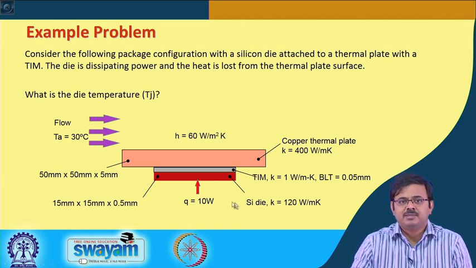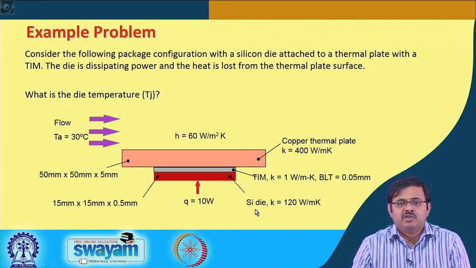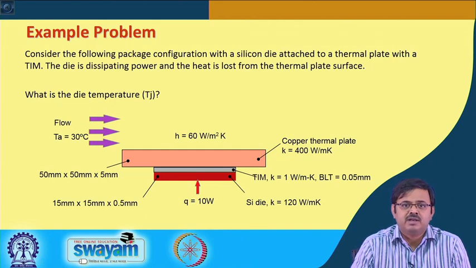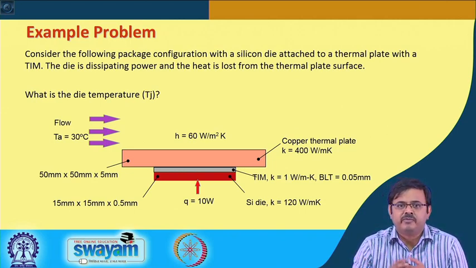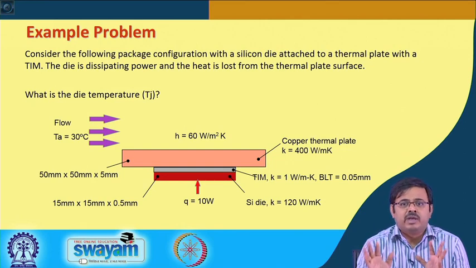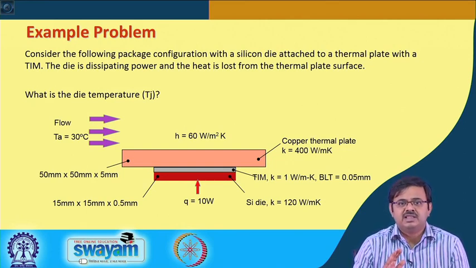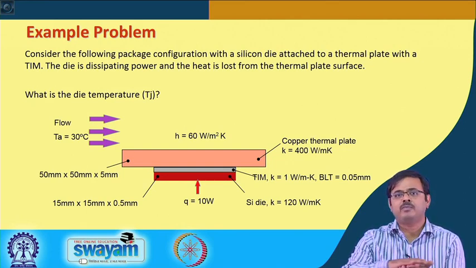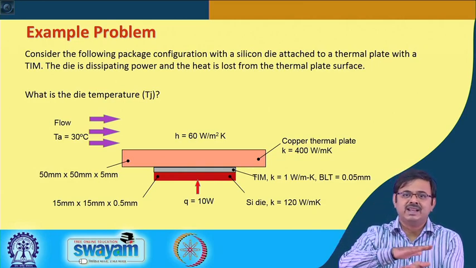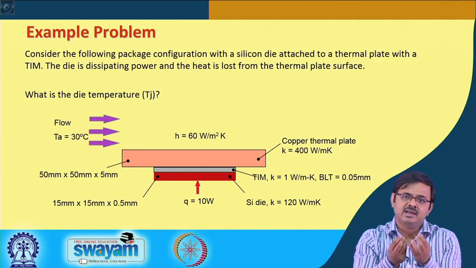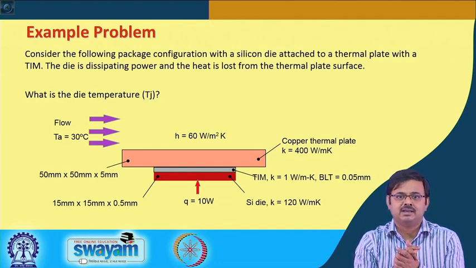And then we have something called a TIM, which stands for thermal interface materials. It is typically in the form of a grease or a gel or sometimes something called phase change material. But essentially why we need it is because, however polished two surfaces are, if you bring them in contact, they are never in perfect contact. There will be some air voids inside.